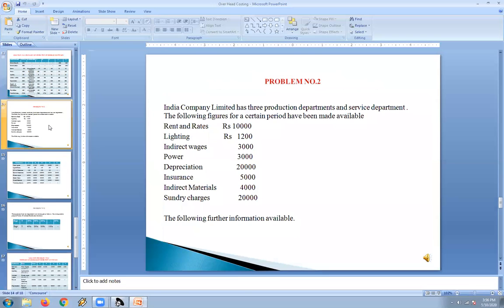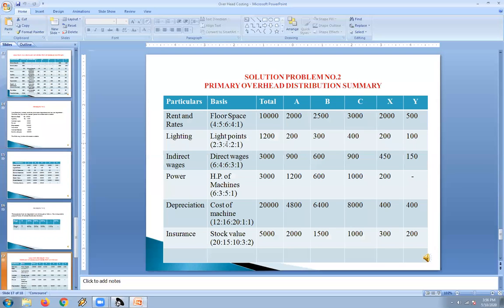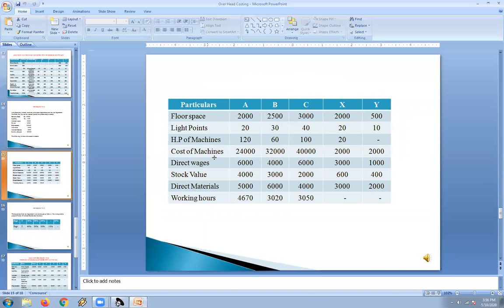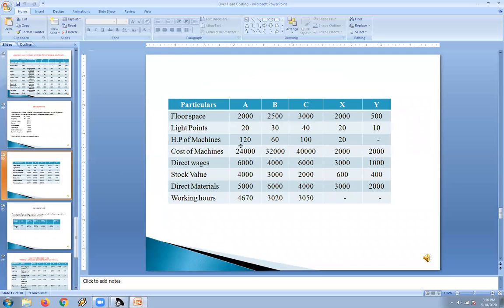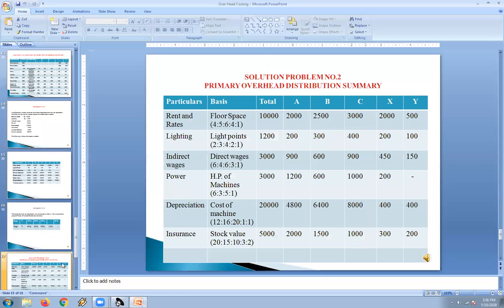Again, one more expense they have given, that is lighting 1,200. For lighting, the basis of allocation is light points given in the question, in the table. Whatever is given in the table only has to be taken for the apportionment. That is light points 2:3:4:2:1. Now see here, we have simplified the values, 2:3:4:2:1. So in the same manner, first we total all the ratio values: 2 plus 3 is 5, plus 4 is 9, 10, 11, 12.